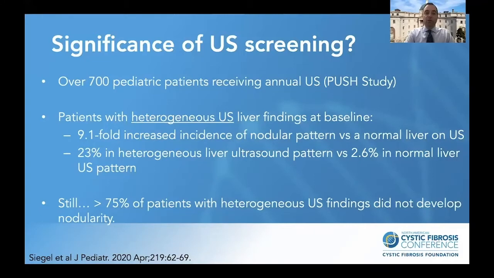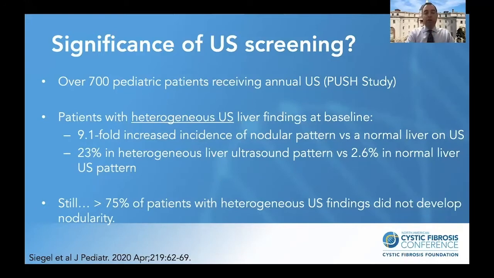In other words, 23% of those with a baseline heterogeneous liver ultrasound developed nodularity subsequently, versus only 2.6% of patients with a normal finding, highlighting the importance of a baseline assessment in the future risk for these patients.